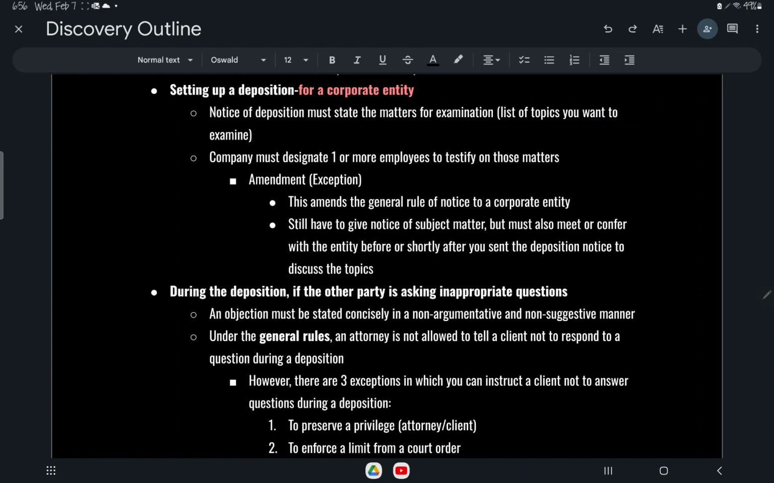Amendment, this is an exception. This amends the general rule of notice to a corporate entity. You still have to give notice on a subject matter, but also meet and confer with the entity before or shortly after you send the deposition notice to discuss the topics.